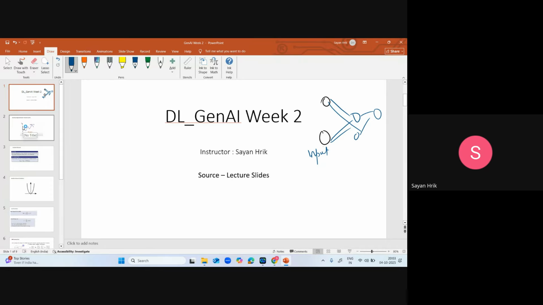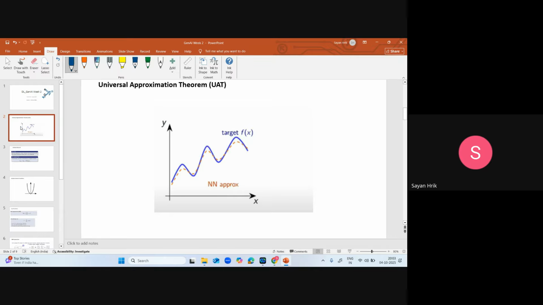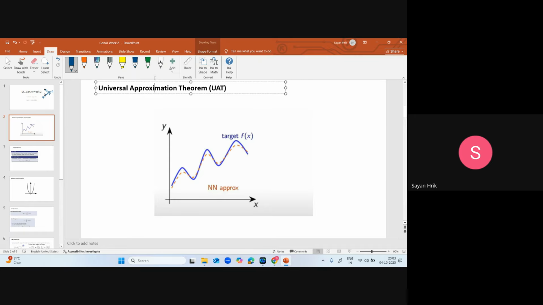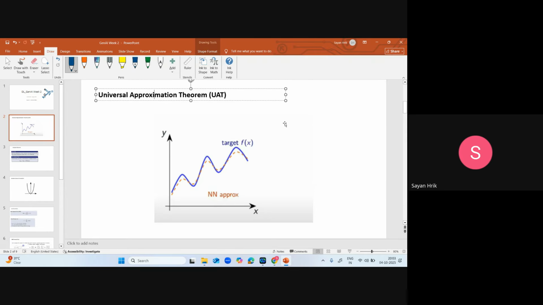Before we start, we'll revise one quick topic that we covered last week, but Sir has covered it in the sessions of this week also. This topic is called the universal approximation theorem. What it says is very simple: any function, in the sense of any learning that you want to do for any data, a neural network will always be able to do that.